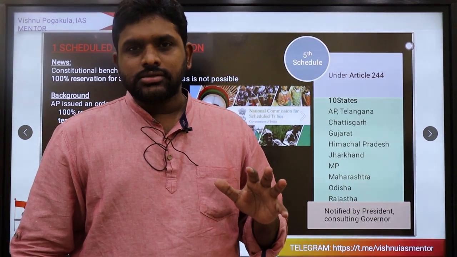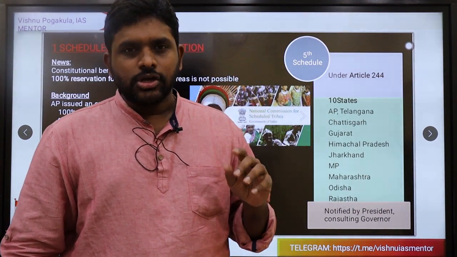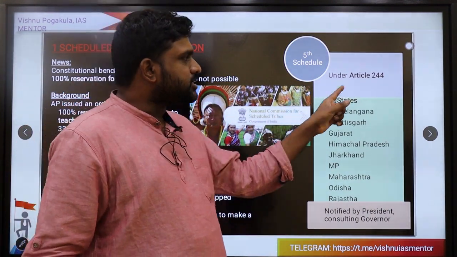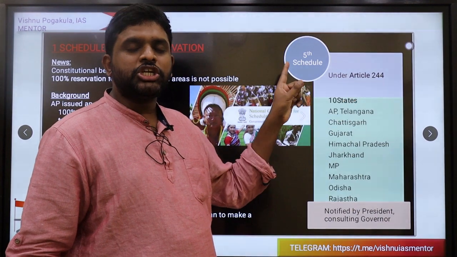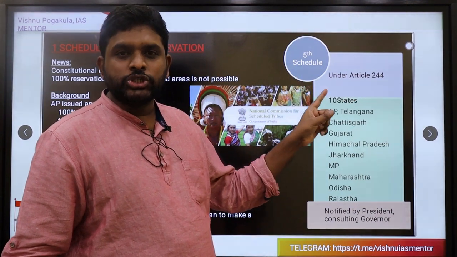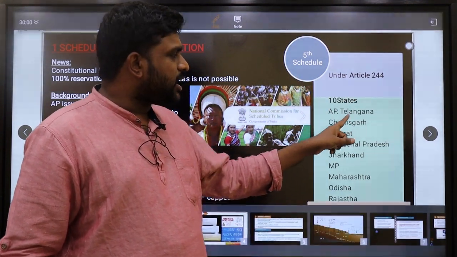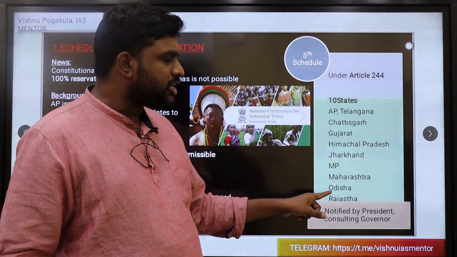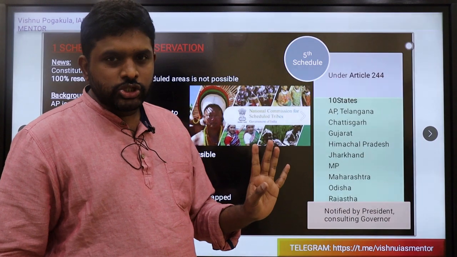There are 10 states under scheduled areas. So from the prelims point of view, what are the scheduled areas you have to remember? 10 states under Article 244, Schedule 5, which are called scheduled areas: Andhra Pradesh, Telangana, Chhattisgarh, Gujarat, Himachal Pradesh, Jharkhand, Madhya Pradesh, Maharashtra, Odisha, Rajasthan. These are the 10 states you have to remember.